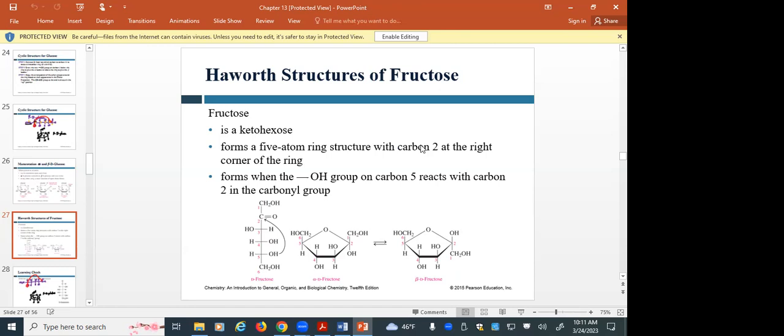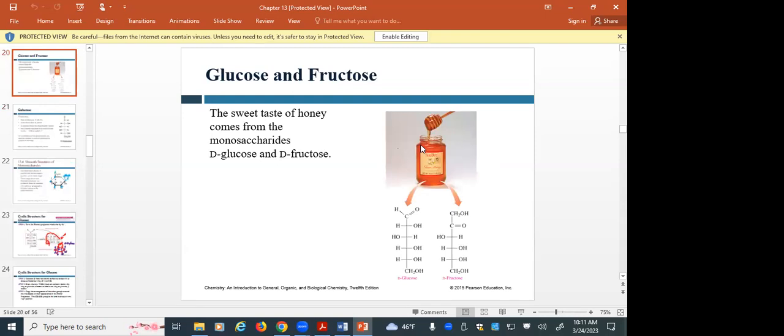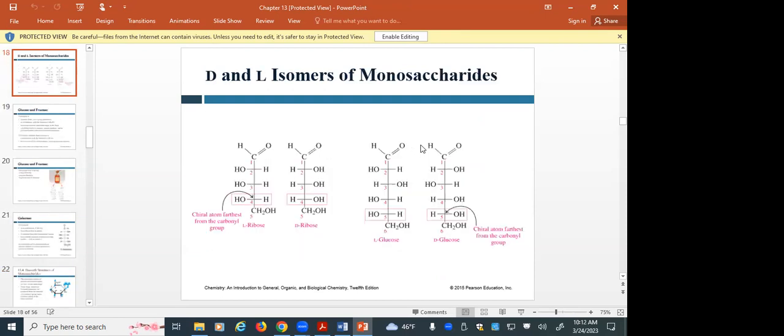About the Fischer projection, when you're doing the mirror image, is the whole thing mirrored, or is it just the hydroxide? It's the whole thing. So when we talk about the non-superimposable mirror images, you can see here in this example, D and L ribose, D and L glucose. The only things that are not flipped are those cap carbons, the end carbons.